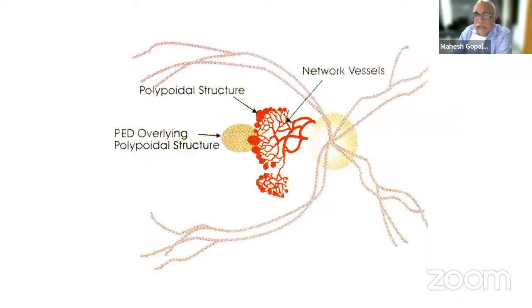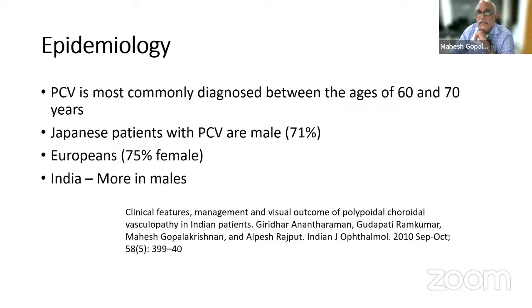It has a network of vessels, polypoidal structures, and a PED overlying the polypoidal structure. So this is the basic thing in a PCV presentation. It is supposed to be more common in females in Europeans, but in India we see more males also.